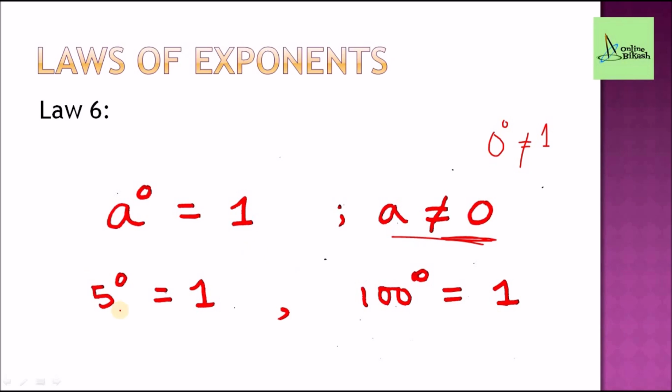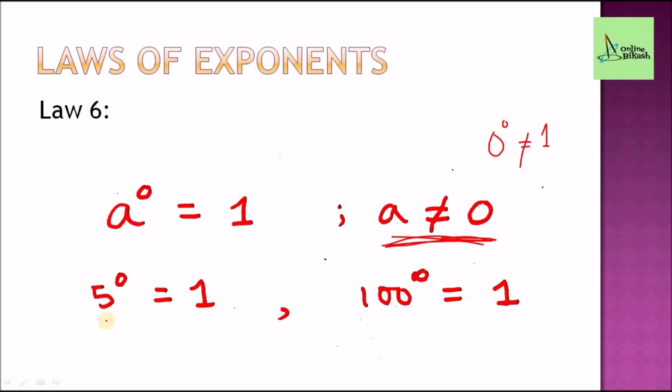So now a naught equals 1. It means whenever you have something and the power is 0, it is equal to 1. It doesn't matter what the base is. Just the base cannot be 0. Here you have seen a cannot be 0. That means the base cannot be 0. If the power is 0 of any real number, then the result is 1, whatever the number.